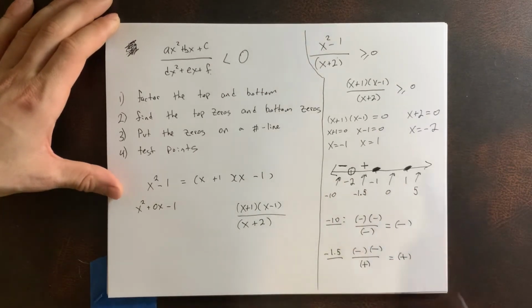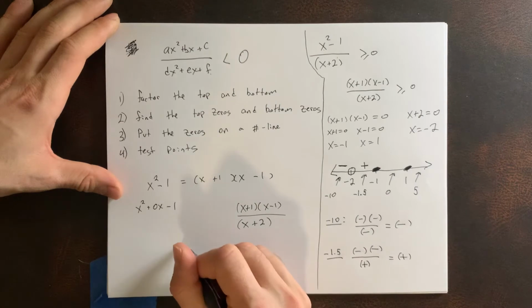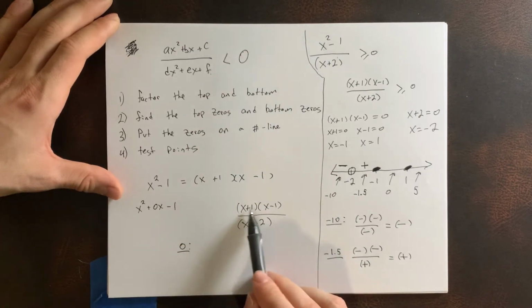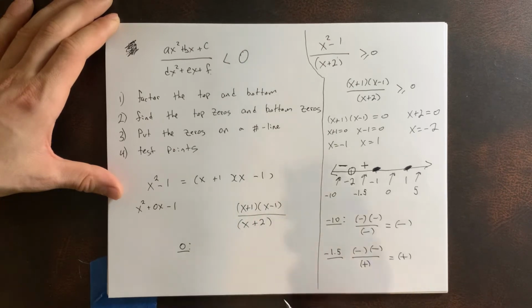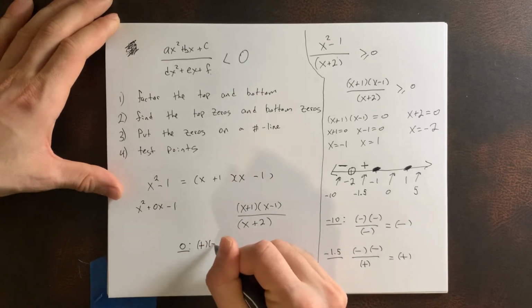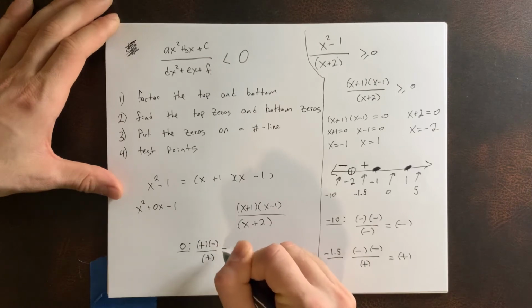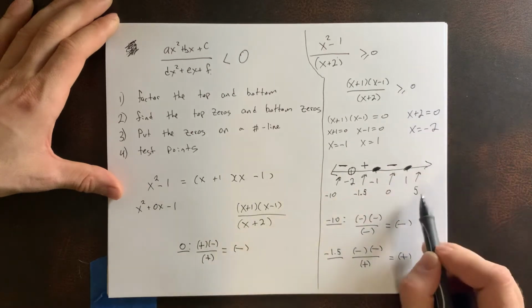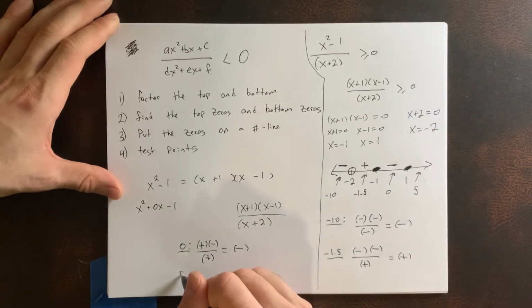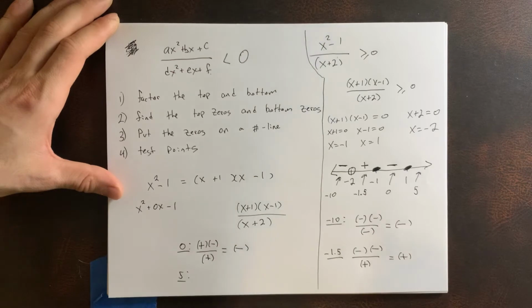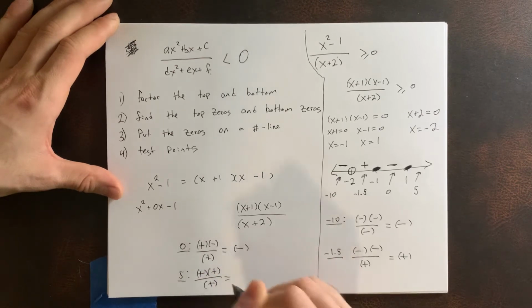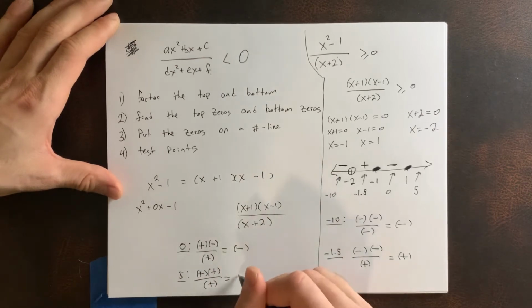Now we have to do the same thing for 0. If we plug in 0, we're going to get a positive here, a negative here, and then a positive here. Okay, so this is going to give us a negative. Now over here on the 5. Sorry, we're kind of running out of room. But if we plug in 5, it'll have positive, positive, and positive. And then if we do positive and positive divided by a positive, we're going to get another positive number.